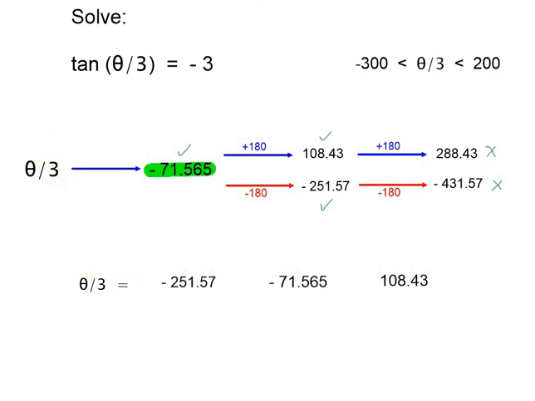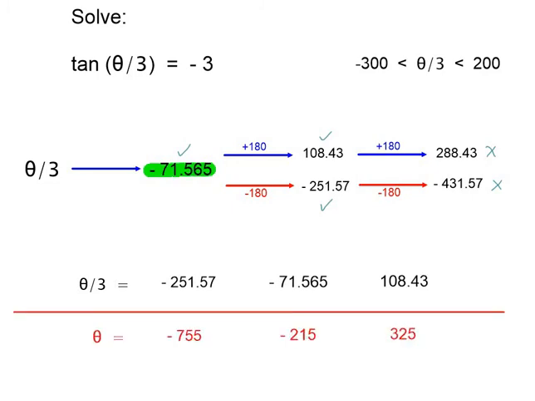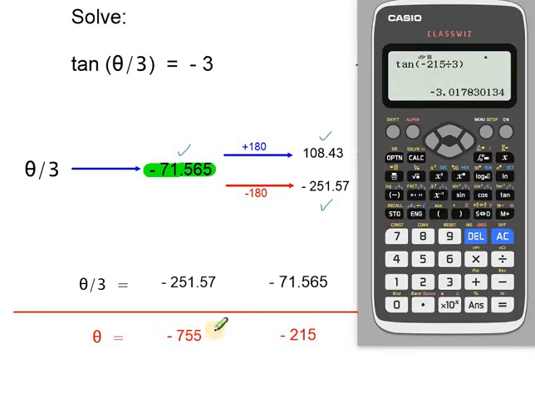The final answer needs to be just theta, so we multiply by 3 throughout and simplify and round to 3 significant figures. And I can test my final solutions here. So for instance, this angle here, theta, I need to divide by 3. Here it is, my angle divided by 3, and I'll get a value that's very close to minus 3. Not exactly minus 3 because of rounding errors.